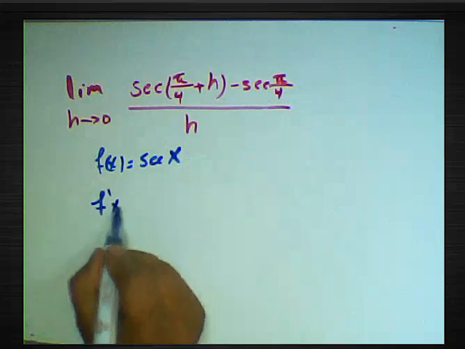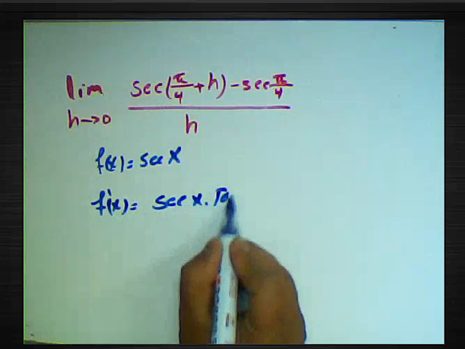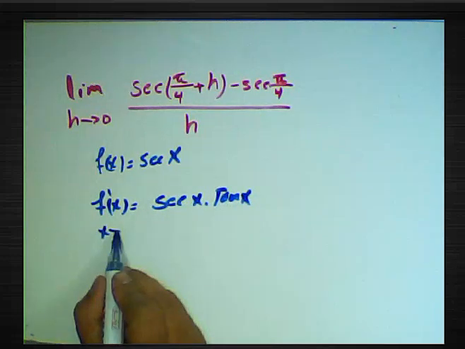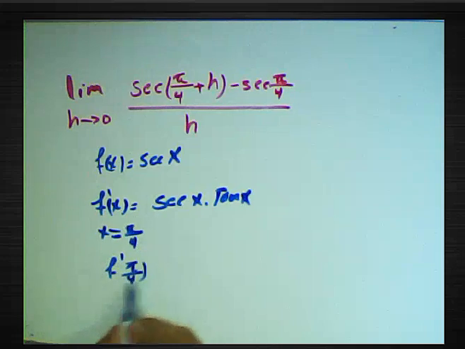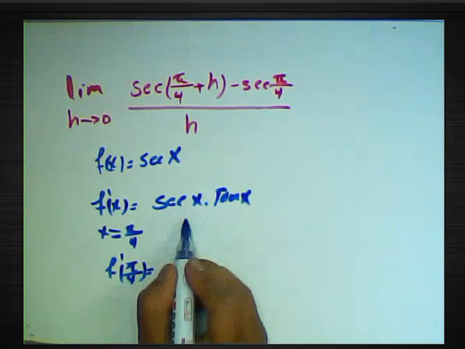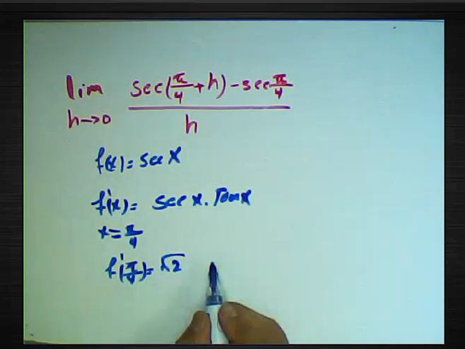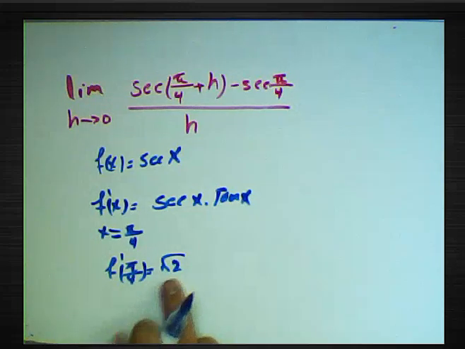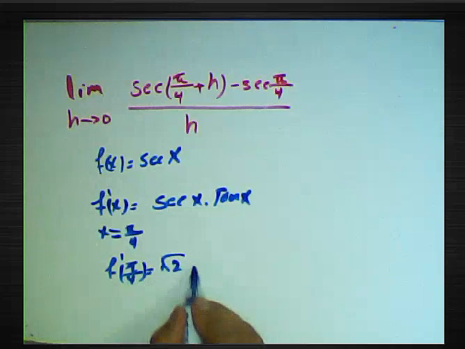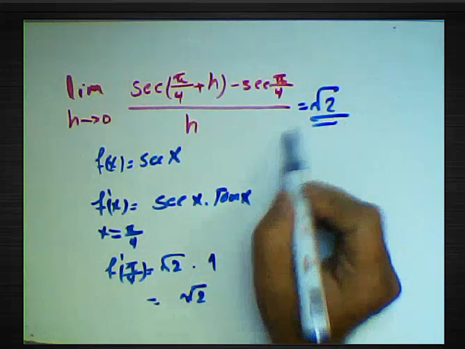To find the derivative of the function, the derivative of sec x is sec x tan x. When x equals pi over 4, f dash of pi over 4 will be sec pi over 4 times tan pi over 4. Here sec pi over 4 means root 2, because the inverse of cosine 45, which equals 1 over root 2, is root 2. Multiplied by tan 45, which equals 1. So the result will be root 2. It's a very important example.